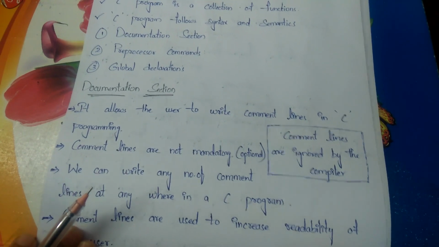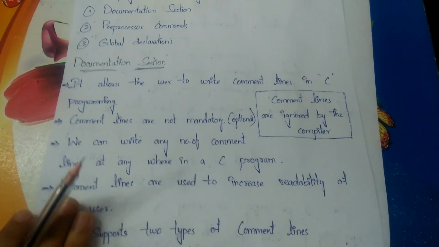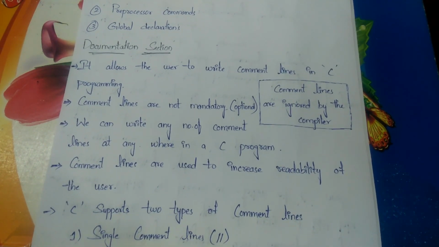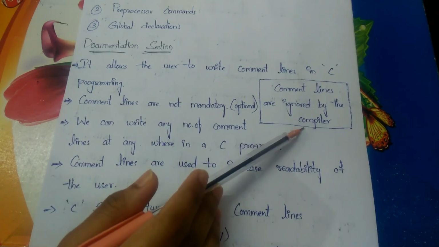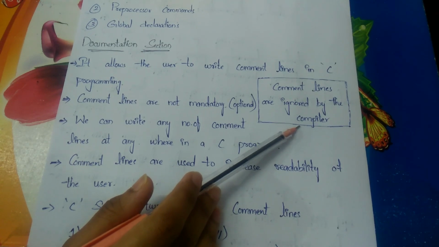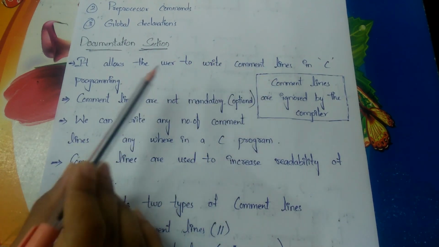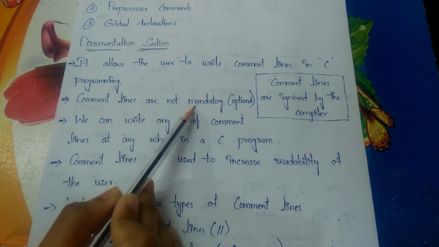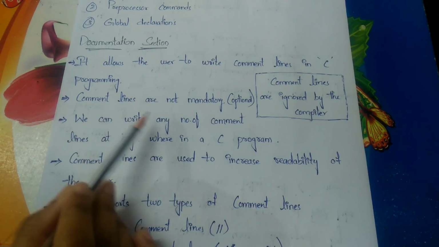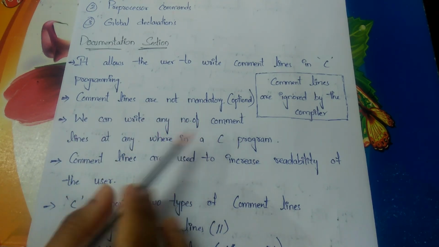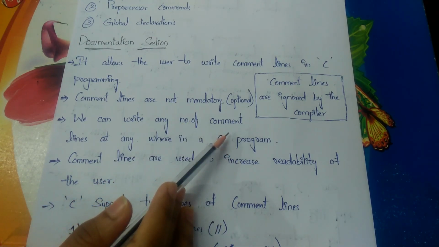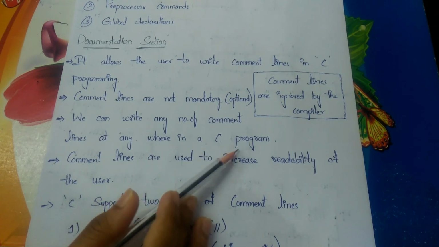In this documentation section, it allows the user to write comment lines. Comment lines are ignored by the compiler. We know we use the compiler to convert the high level programming language into the machine level language. Comment lines are not mandatory, those are optional, so it depends on the user. We can write any number of comment lines anywhere in a C program.